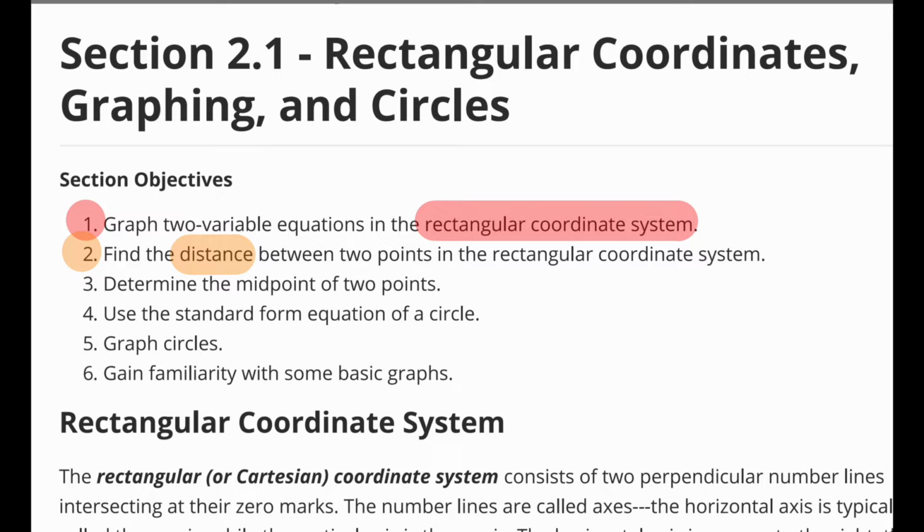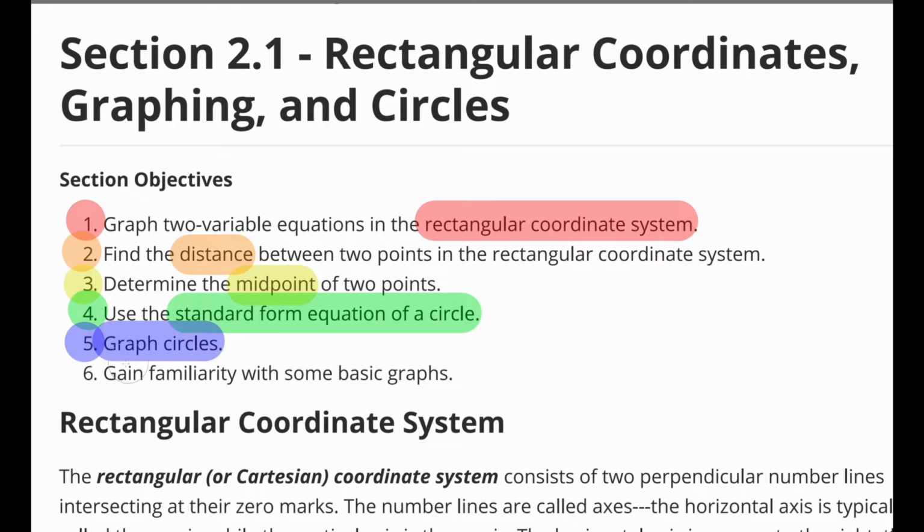The next thing says determine the midpoint of 2 points. Again, on that XY coordinate plane, there's going to be a midpoint between any 2 points, and we're going to be finding that using the midpoint formula. Next, we're going to use the standard form of the equation of a circle, and that basically tells us certain things about the circle. We're going to use those things to do the next part, where it says graphing circles. We're going to graph circles.